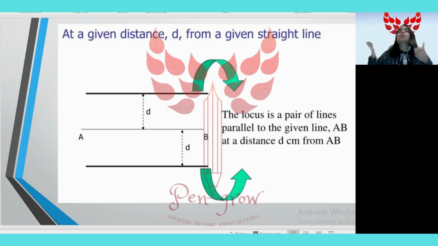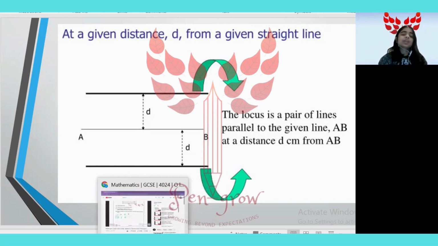At a given distance D from a given straight line, so that straight line is your fixed line. Let's say AB, that's fixed. And then this is the locus, or even this is the locus, right? So you will make it up and down, both, until and unless it is stated that you either need to make up or down. Otherwise, you need to make both of them. That is the correct locus, a line at a distance D centimeter from AB. So that distance is actually given to you, and then you need to make the locus, right? So that is how you actually do this. That is the concept behind it.